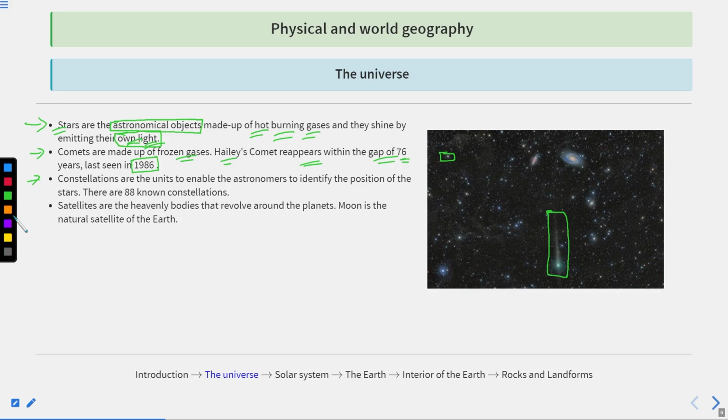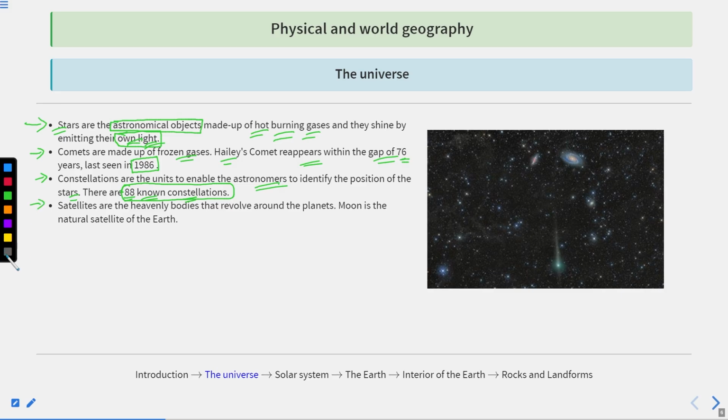Thereafter, the constellations. The constellations are the units that enable astronomers to identify the position of the stars, and there are 88 known constellations. So what do you understand by constellations? Basically, a constellation is a group of stars that are visible to us. And the arrangement of the stars in that group is fixed in position. That's why astronomers always see it as one of the 88 known constellations.